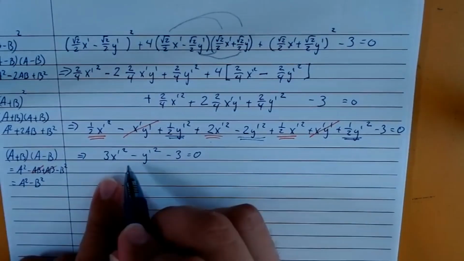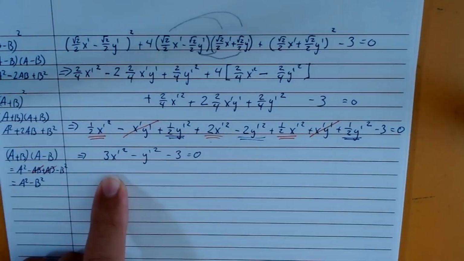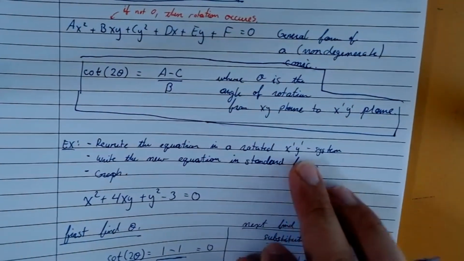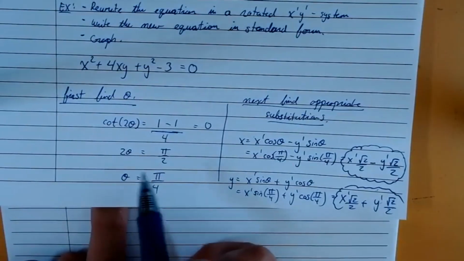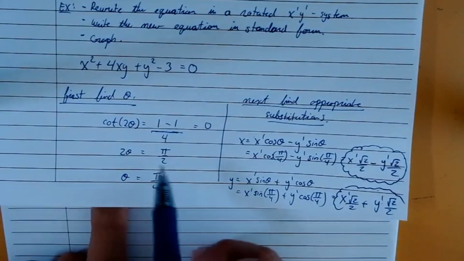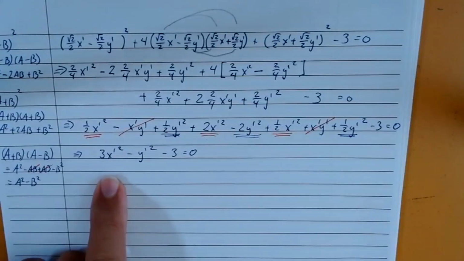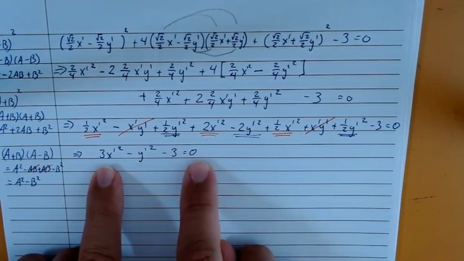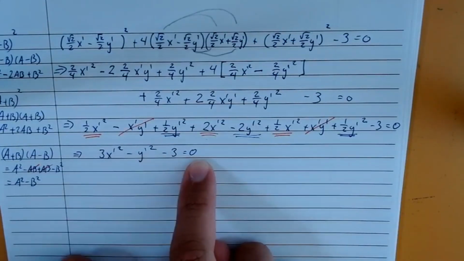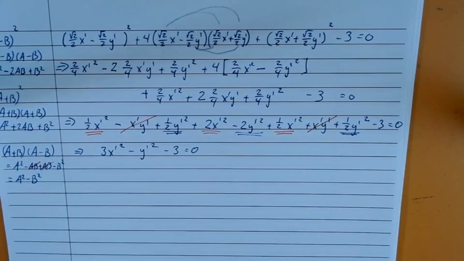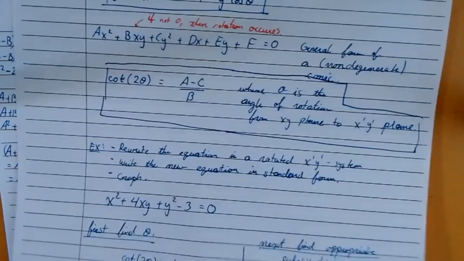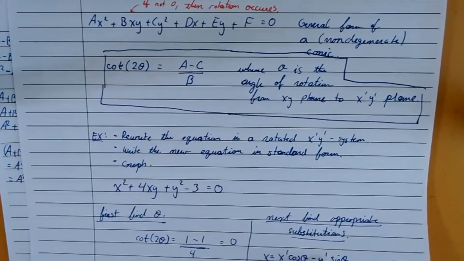Okay? All right, so this is the first part of the problem. We've rewritten the equation in a rotated x prime, y prime system. We learned that we rotated by pi over 4 radians, 45 degrees. And after we rotated by 45 degrees, we ended up with this equation. Without a mixed term, that means we've completed our rotation. The next part of our problem is we're now going to write that new equation in standard form.